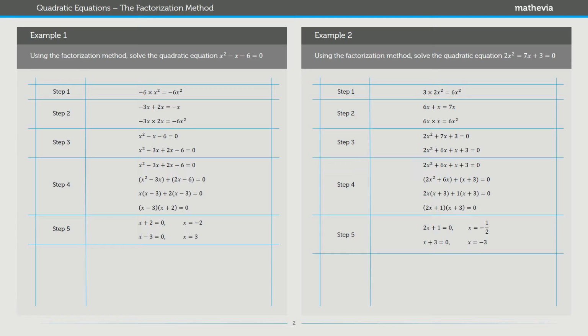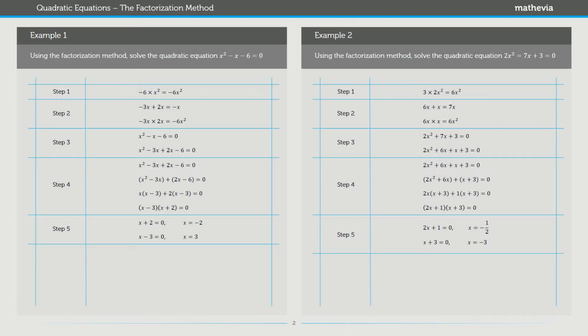Okay, that's step 3. Now the next thing we want to do is group these terms. So we write that down again: x squared minus 3x plus 2x minus 6 equals 0, and we want to group these in 2's. So we have one bracket, x squared minus 3x, and another bracket, 2x minus 6. And then the next thing we want to do is factorize this simply.